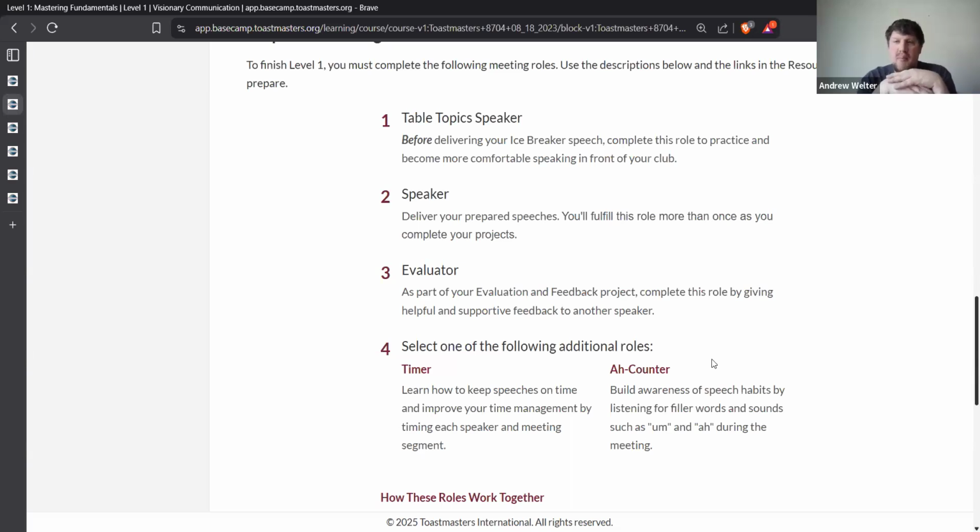It's going to be a little beneficial to be a little bit more of a stickler, and I'll explain why as we get past this level one. Especially if you're a VP, you're going to have to be a little bit of a stickler. But again, table topic speakers shouldn't be that big of a deal. You should be able to easily do that the first meeting after they join.